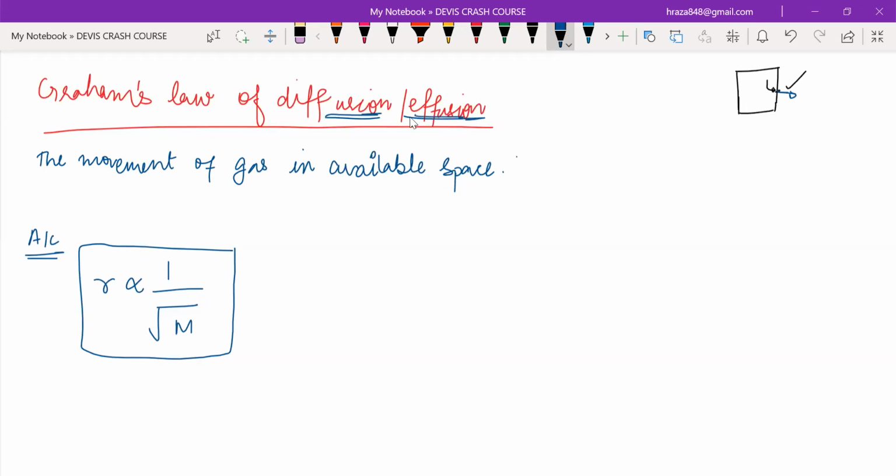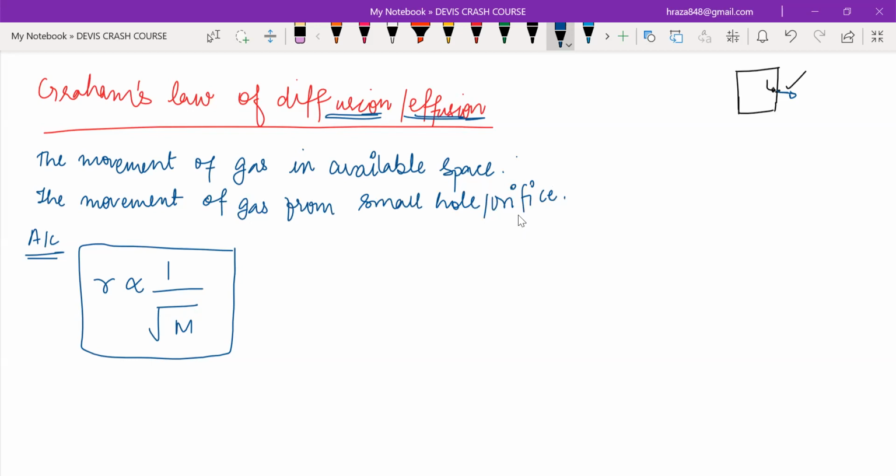Have you understood what is effusion and diffusion? Effusion, one more time. Effusion, just let me write this. The movement of gas from a small orifice, from a small hole, or orifice, you can say.